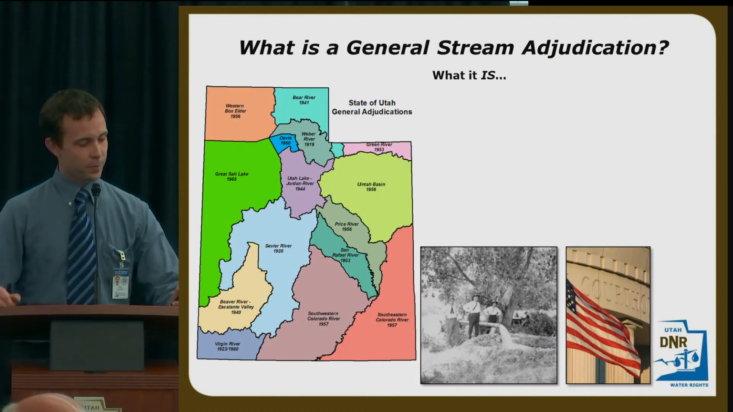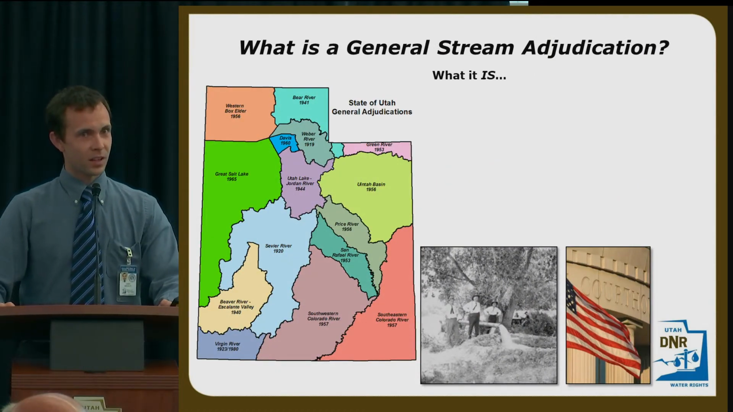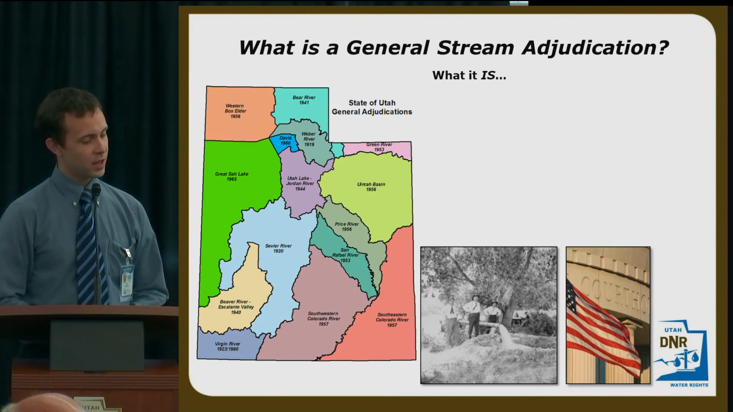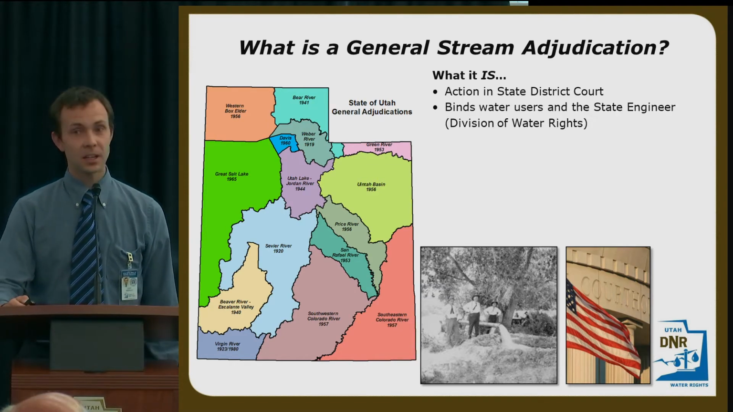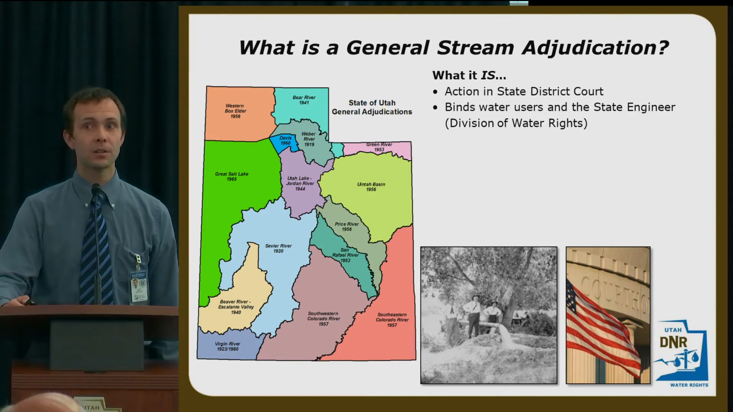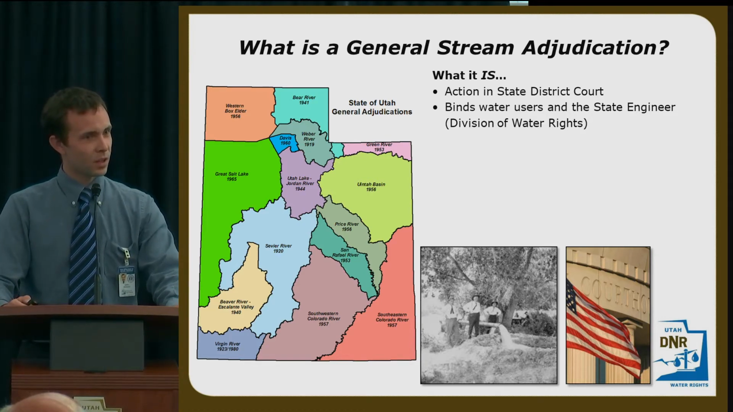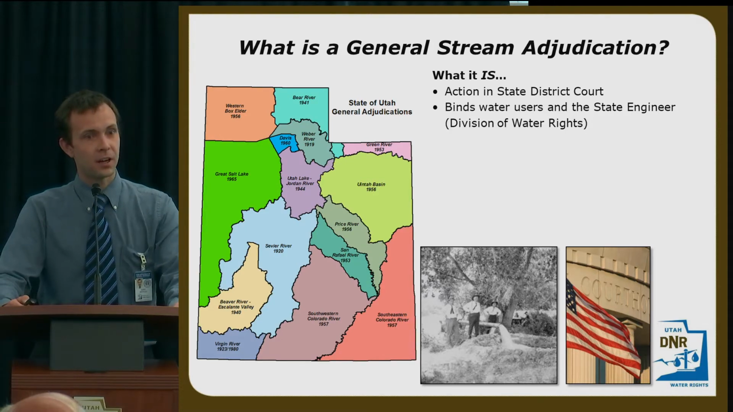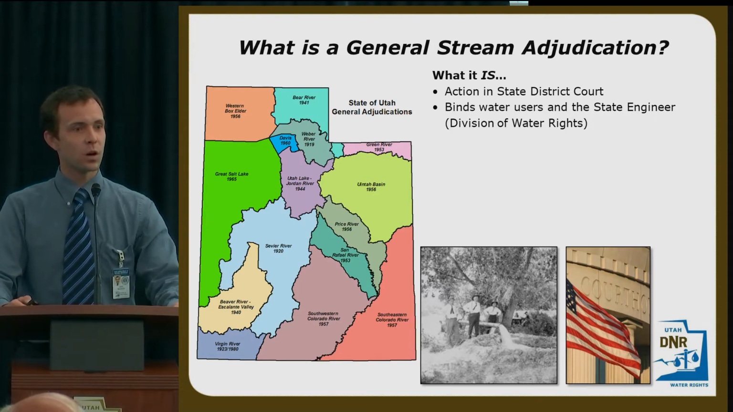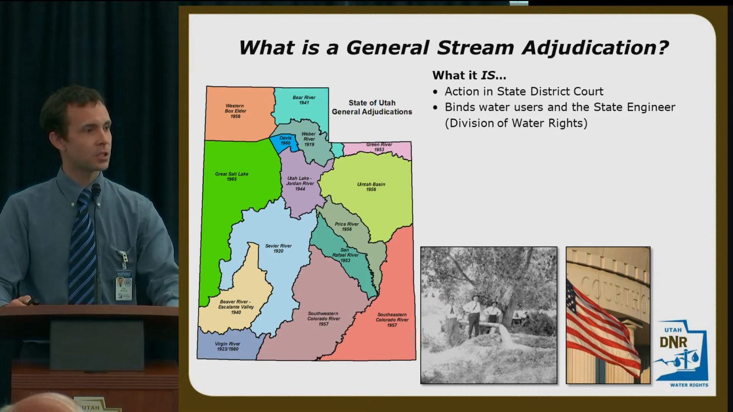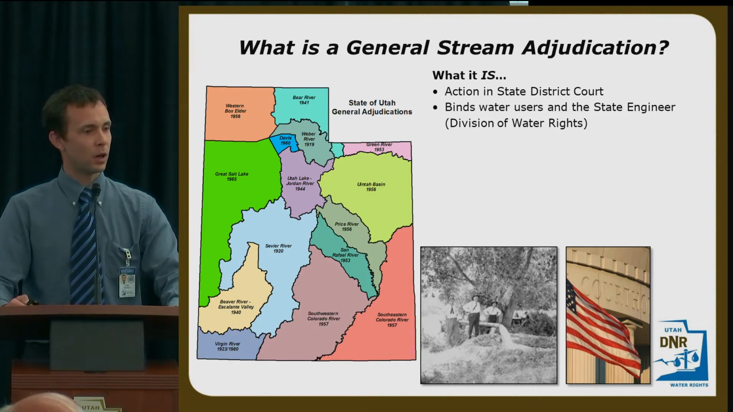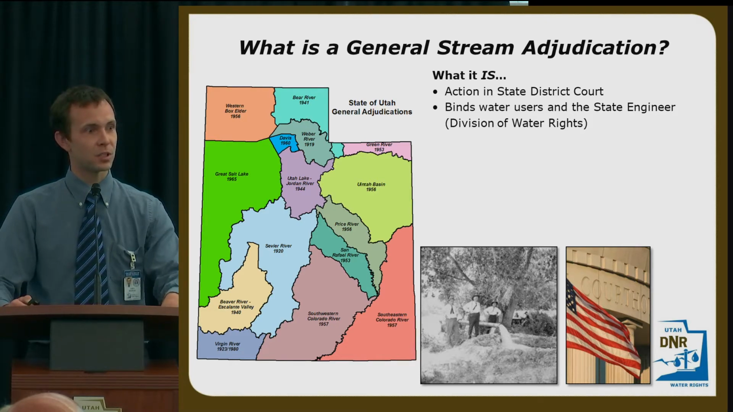So, a general stream adjudication is an action in state district court that binds water users and the state engineer. It binds all water users on a given watershed or a given stream system. So all the way up to the upper reaches topographically of a stream system or a watershed.